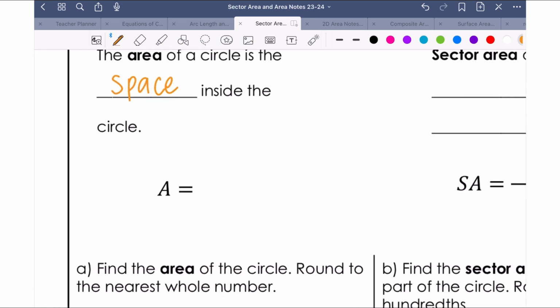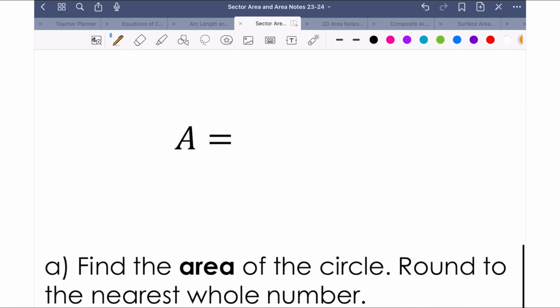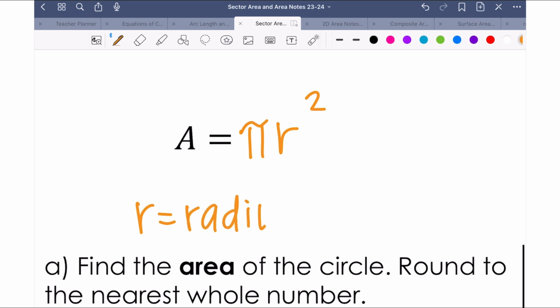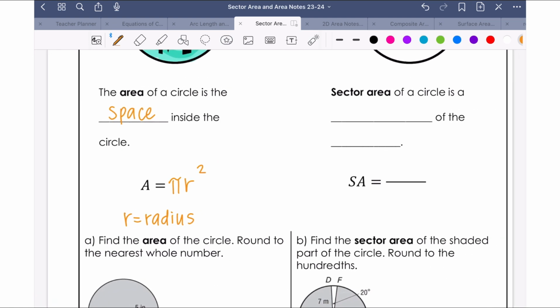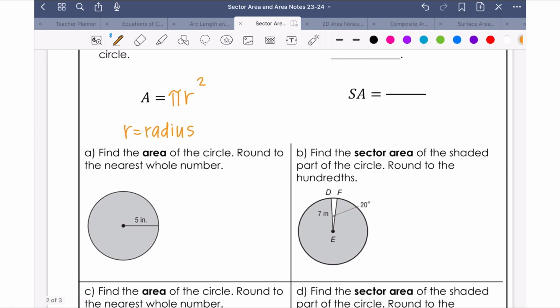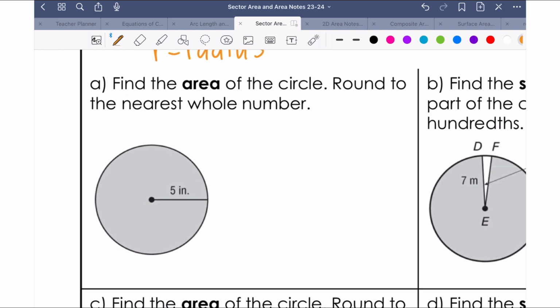The area of a circle is equal to pi r squared. What does r represent? We should know by now. R is the radius. That's literally all you have to do: follow the formula, plug it in, and round. So let's do this one. Find the area of the circle, round to the nearest whole number.